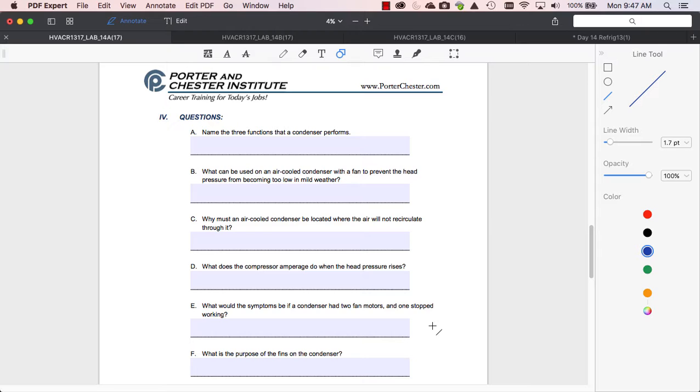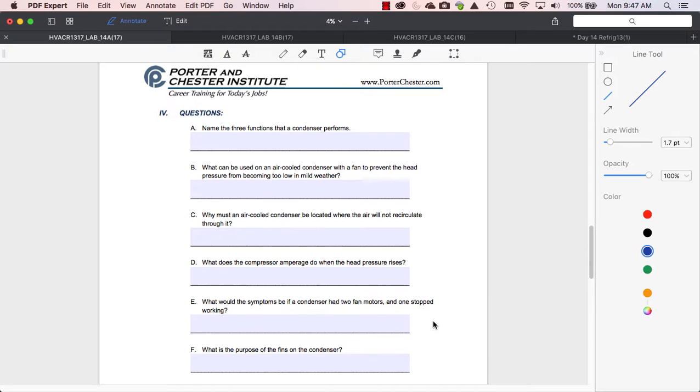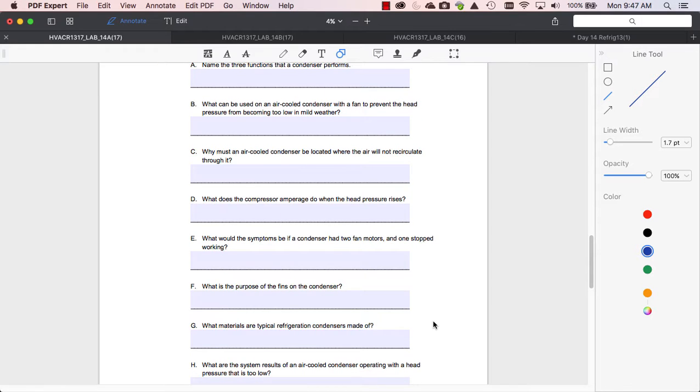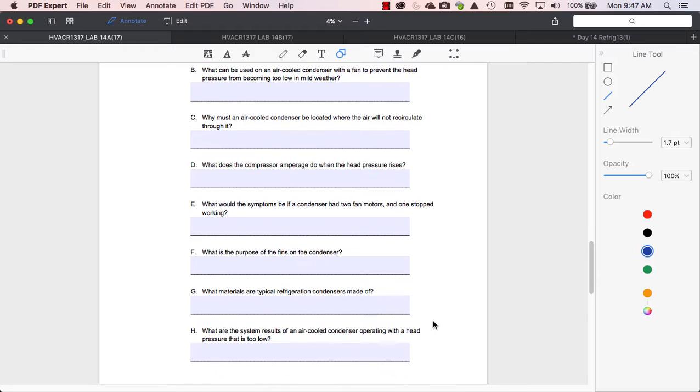What would the symptoms of a condenser be if 2 fan motors and 1 stopped working? Okay, again, your pressures would go up because you're not moving enough air. What's the purpose of the fins on a condenser? It's all about surface area. The more fins, I have more surface area for air to blow across and absorb the heat from the condenser.